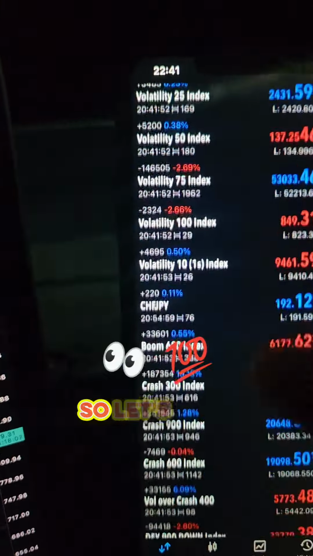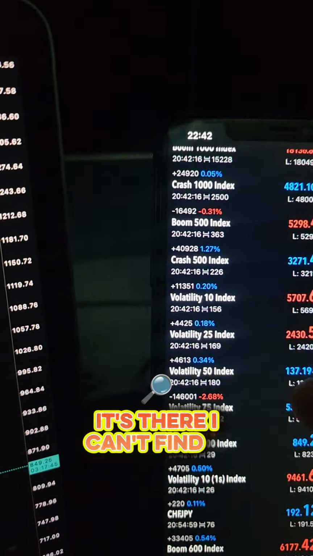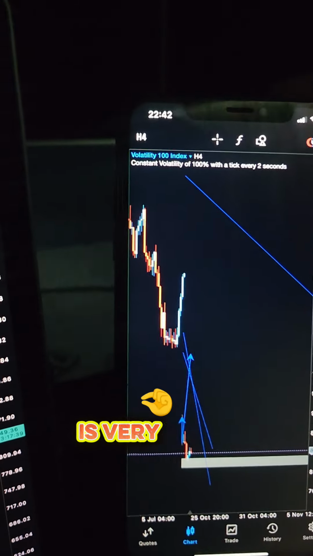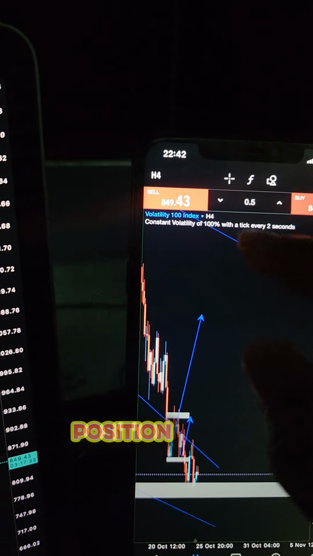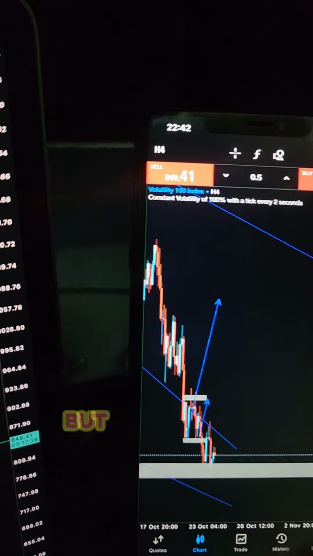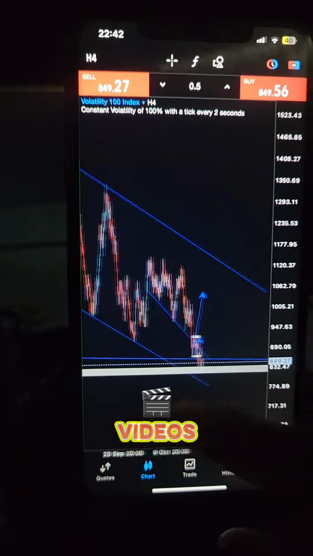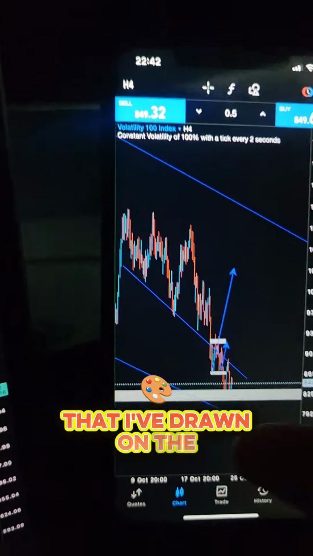So right here, this is volatility 100. So let's look for volatility 100. Where is it? It's there. I can't find it. Right, volatility 100. So since this account is very small, I'm just going to enter one position only. Right, just don't mind the setup that I had drawn, but it actually is the same. This is actually from the previous video. If you watch all of my videos, this is actually the setup from the previous video. It's just the same setup that I've drawn on the laptop.